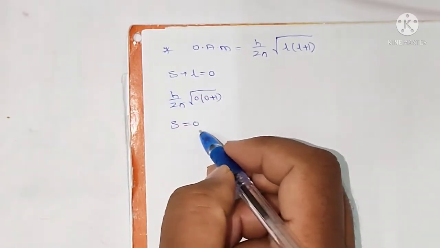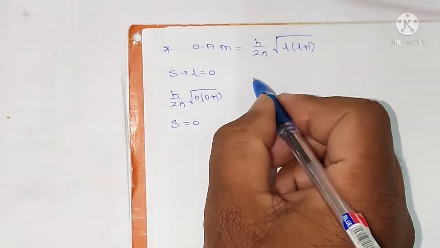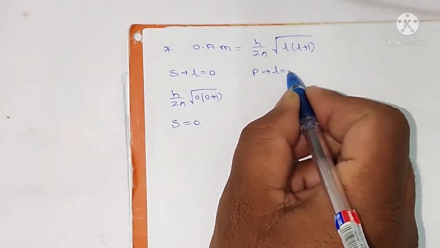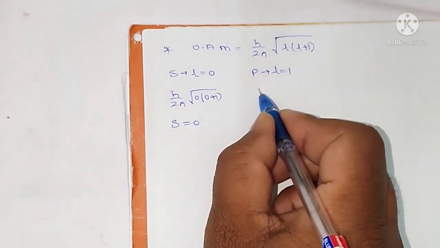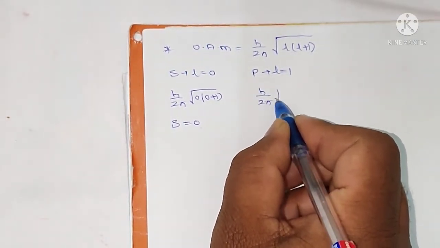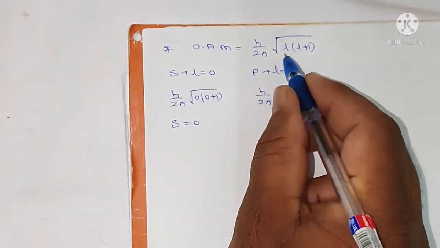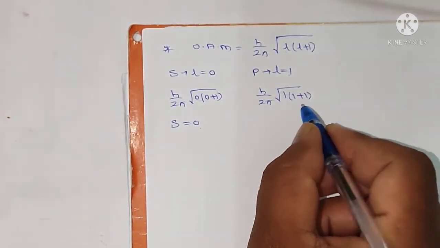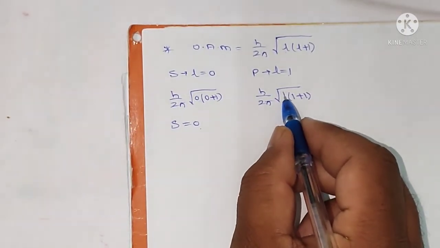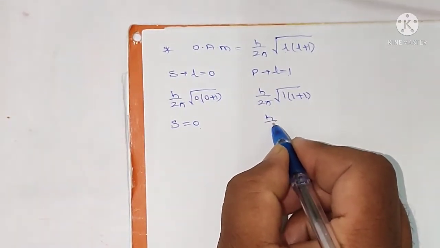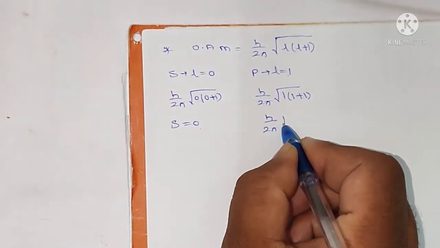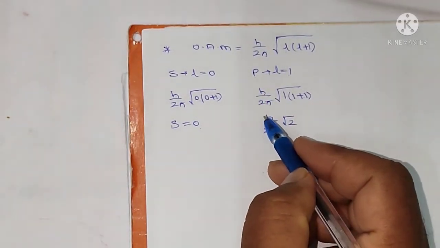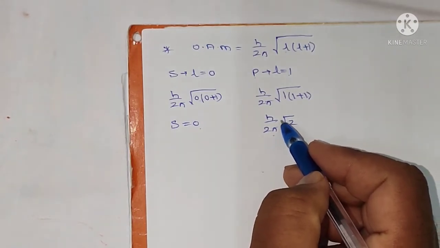Means s orbital angular momentum is 0. And for p orbital angular momentum, the p l value is 1, and h by 2 pi into under root of l into l plus 1. So 1 into 1 plus 1, 1 plus 1 is 2, into 1 is 2. So h by 2 pi under root of 2. So the p orbital angular momentum is h by 2 pi into under root of 2.